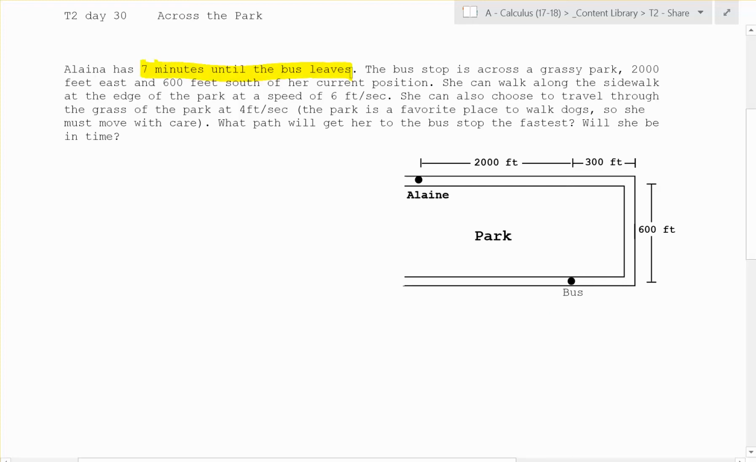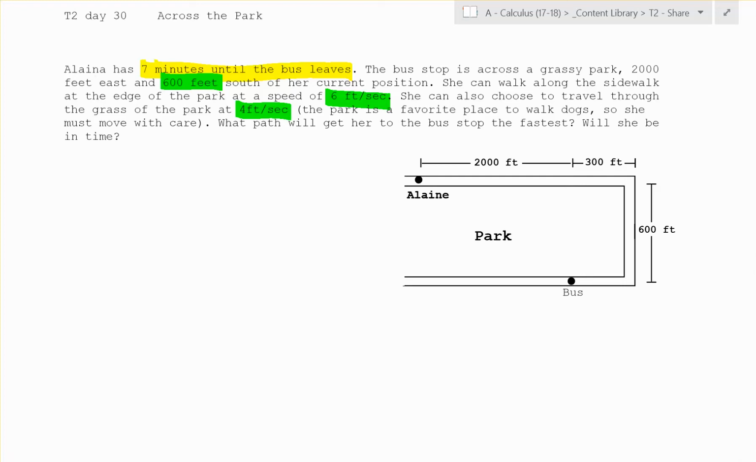She has 7 minutes until the bus leaves. The bus stop is across the grassy park, 2,000 feet east and 600 feet south. They give you a nice diagram too, which is super helpful. She can walk along the sidewalk at a speed of 6 feet a second. There's also the 600 there. She can also choose to travel through the grassy park at 4 feet a second, so it's slower if she goes through the park. What path will get her to the bus stop the fastest? Will she make it there in time?